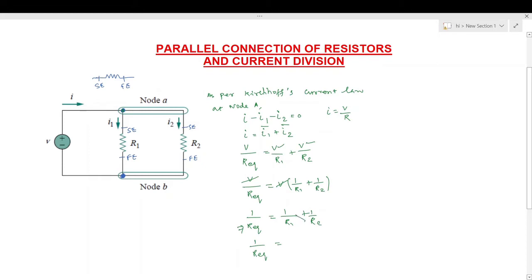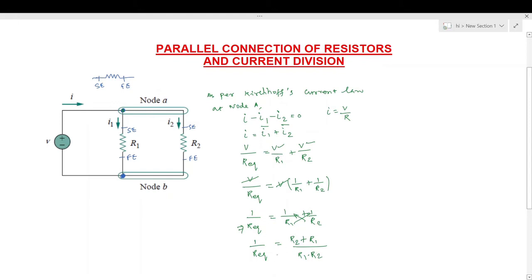We can cross multiply the values in this manner. So R2 plus R1 divided by R1 into R2. So this is the value.